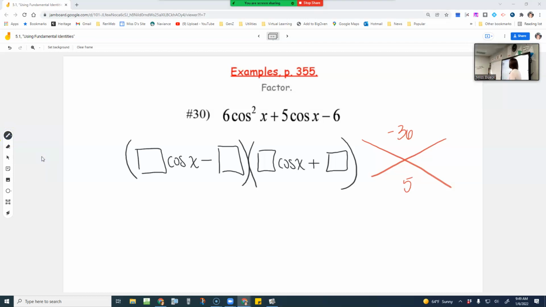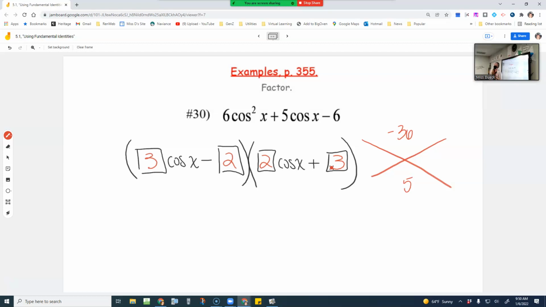Because remember, I put my minus and my plus, so be careful. Check it. I put the minus and plus, but yours might be right. Hold on. Yes, it should be 3 cosine of x minus 2 times 2 cosine of x plus 3. Why? Because you should have found your key numbers.